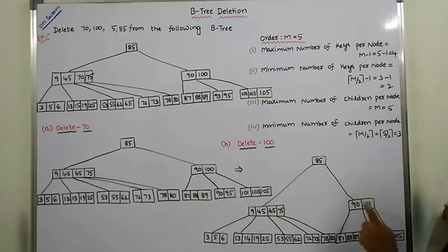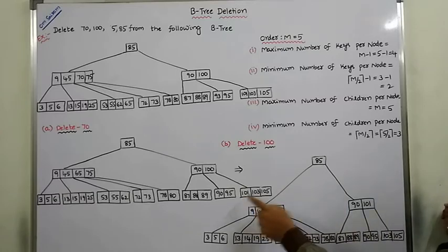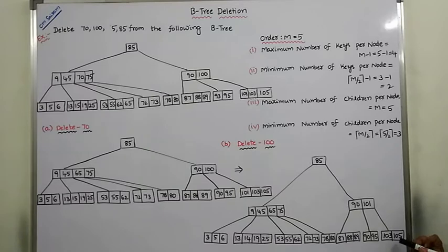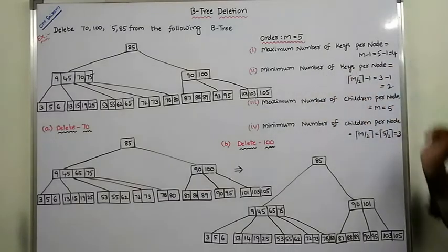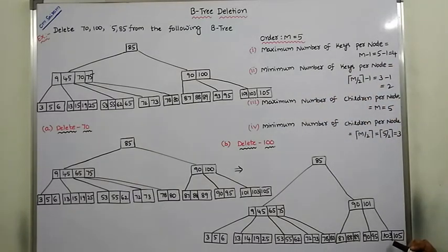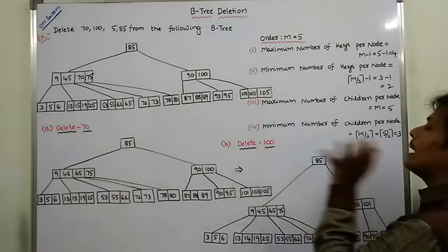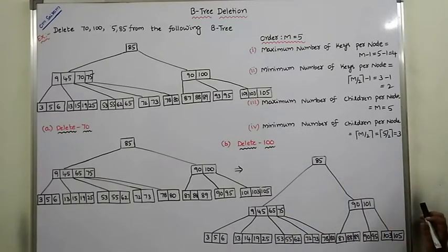So here 100 is replaced with 101. Now 101 is removed from the leaf, and after that it contains 103, 105. This node contains the minimum number of key elements, that is 2. So after deleting 100, this is the B tree we are getting.